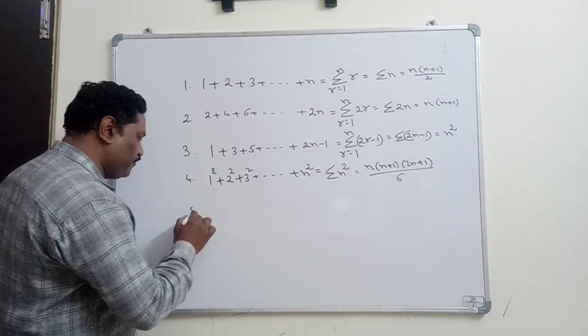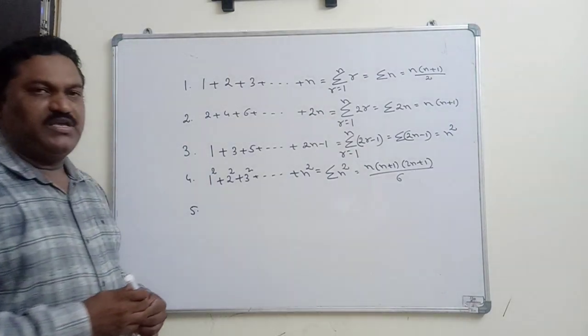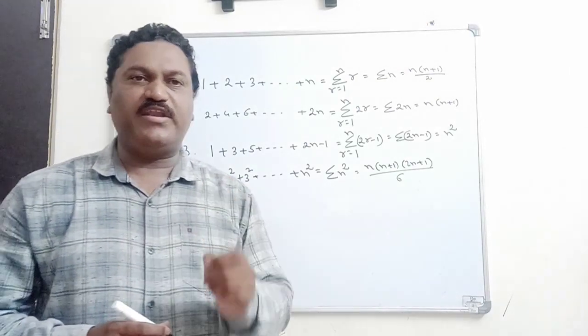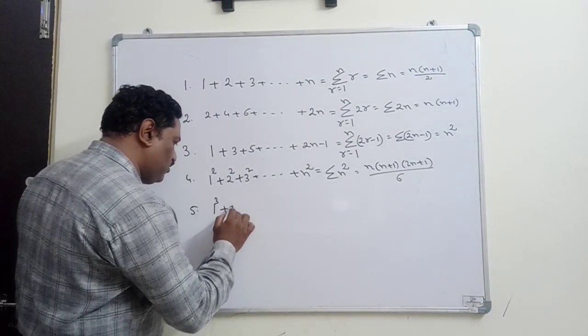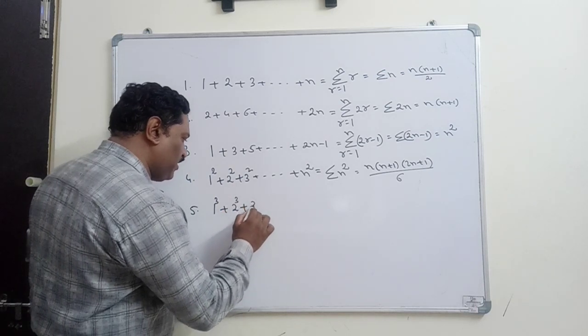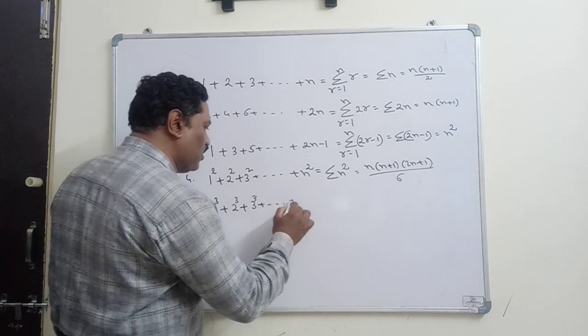Okay, similarly, the last formula is the sum of the first n cube natural numbers, that is 1 cube plus 2 cube plus 3 cube plus and so on up to n cube.